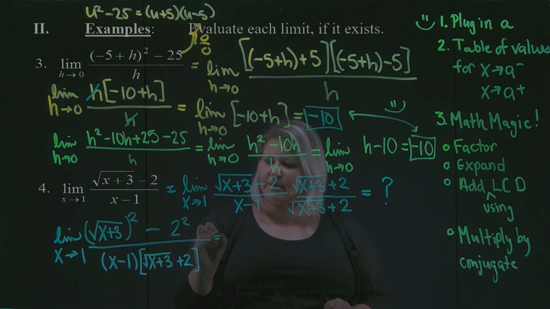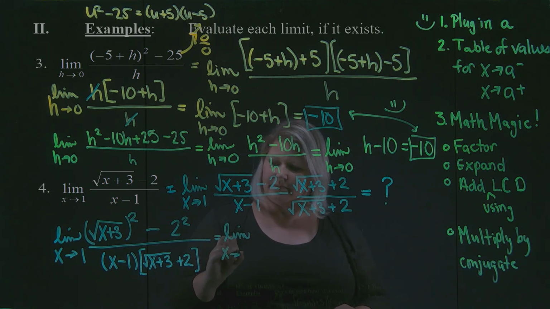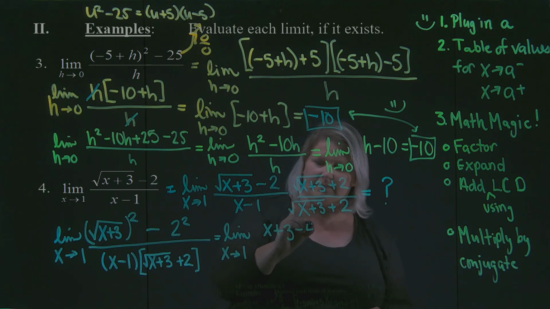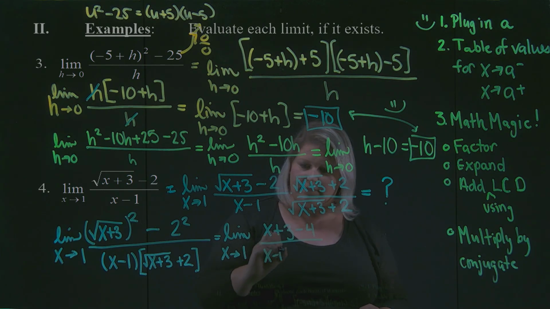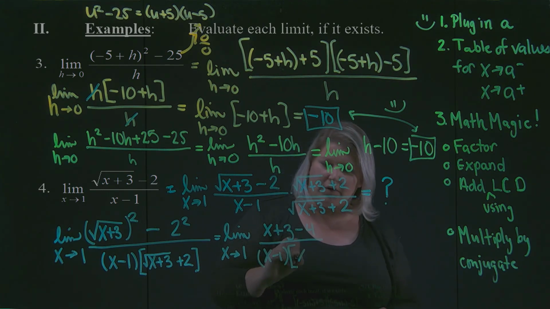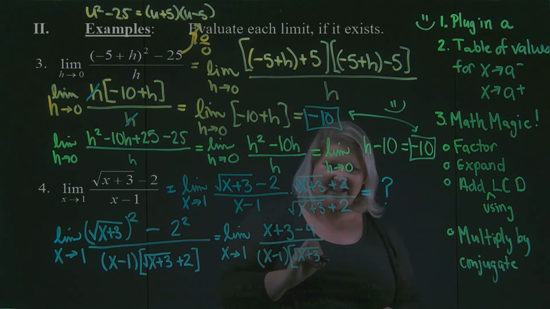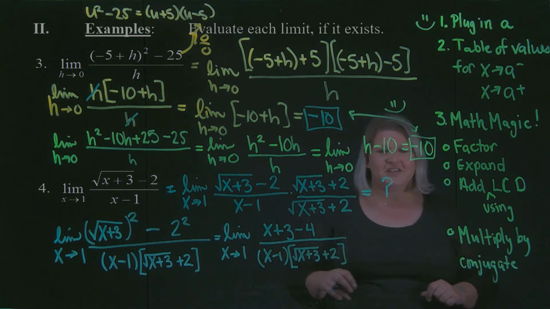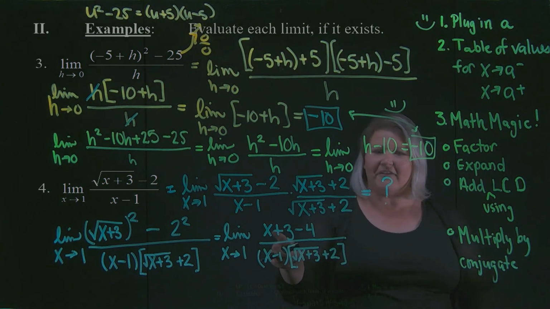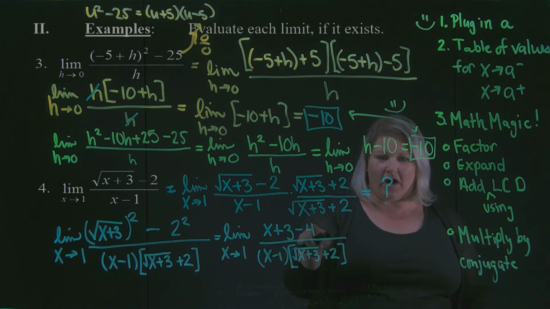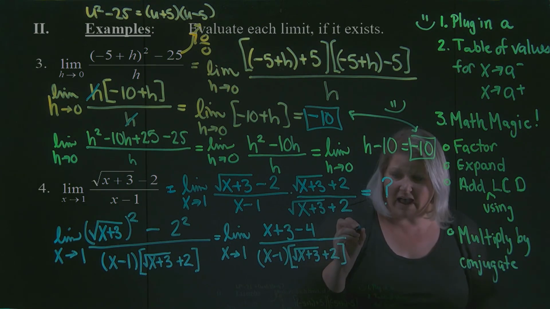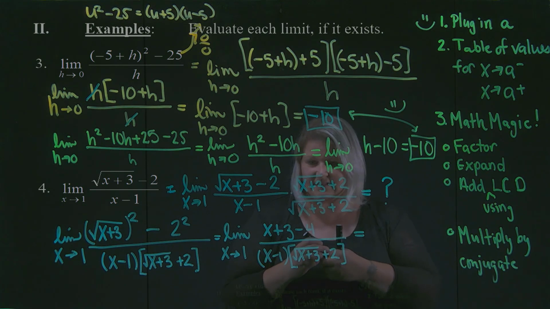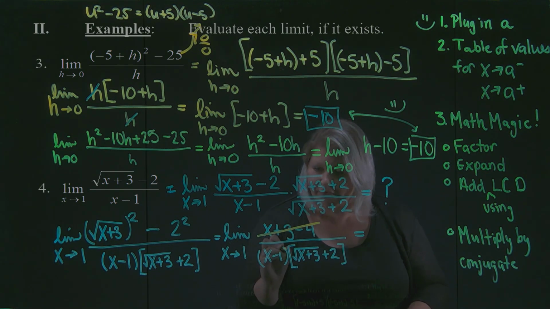If I square the square root, that's going to give me x plus 3, and then the minus 4 goes along for the ride. As I'm writing it down, do you see it yet? Do you see the exciting thing that happens? If I've got x plus 3 minus 4, that turns into x minus 1. So this thing right here cancels with this thing right there.